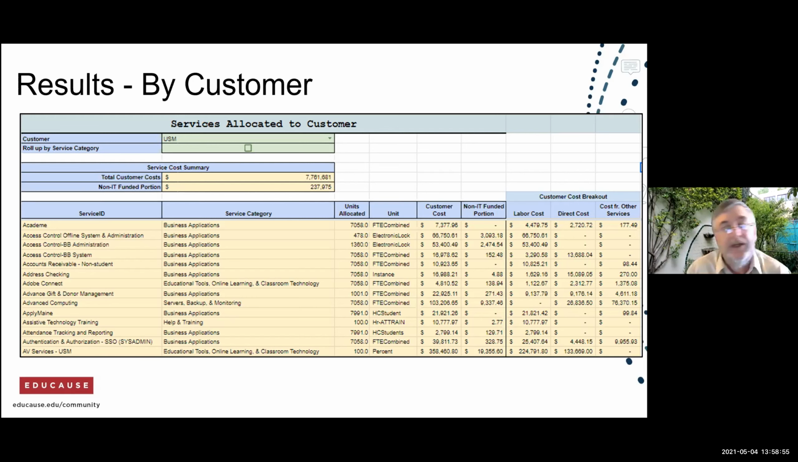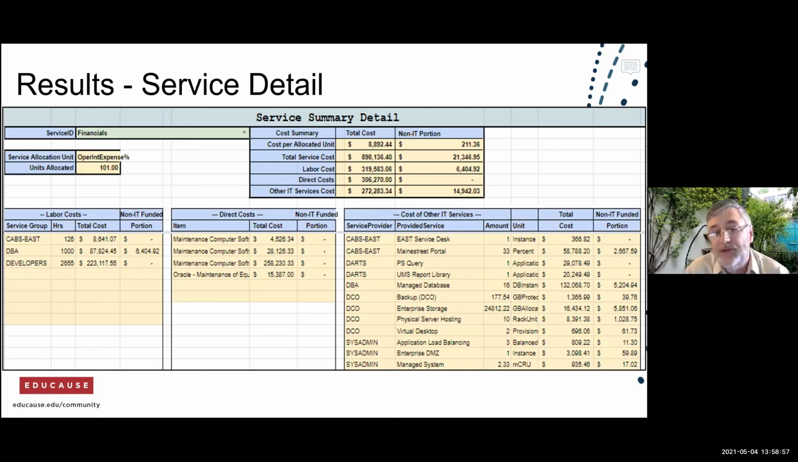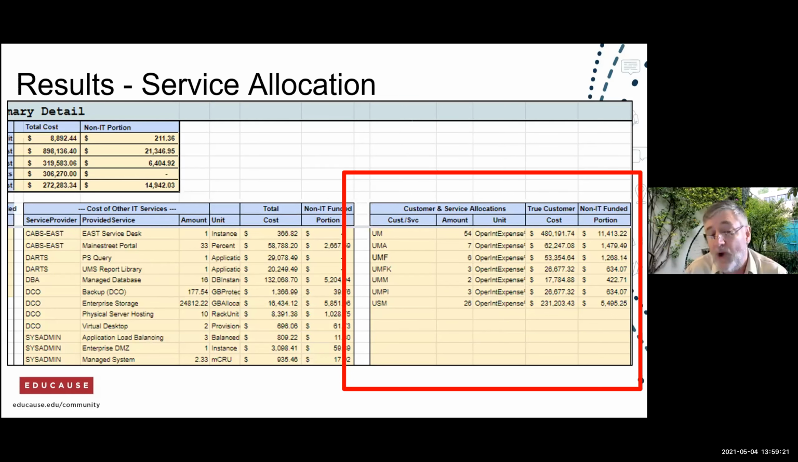Each service also gets its own service summary detail report showing its total cost, cost breakdown, including summaries and details of the labor from contributing IT teams, direct costs, that would be like spend out of GL or amortized items, and the costs of other services that contribute to this service. On the same report, all of the service's customers with their relative shares of costs are displayed.